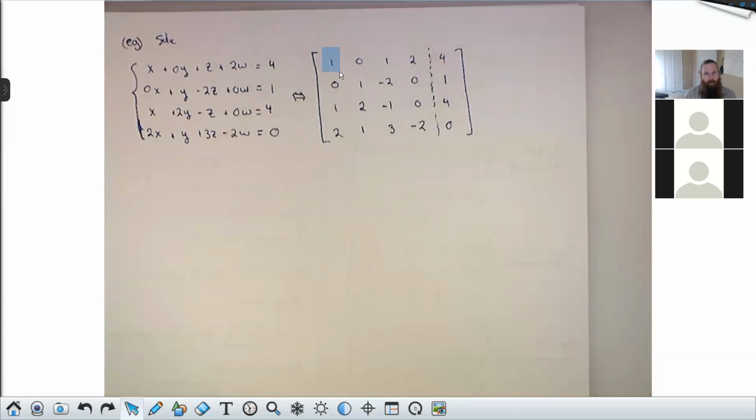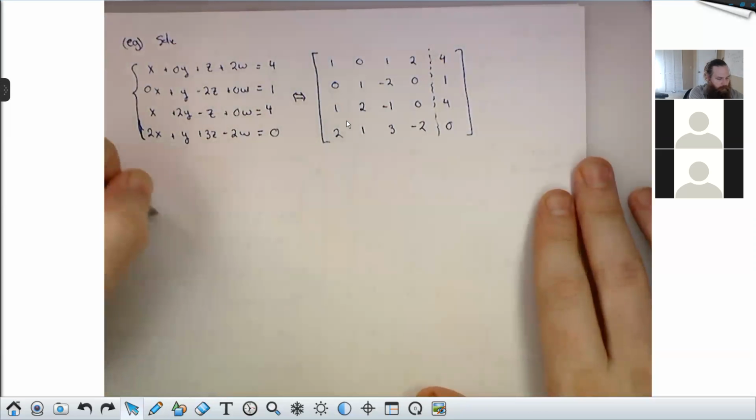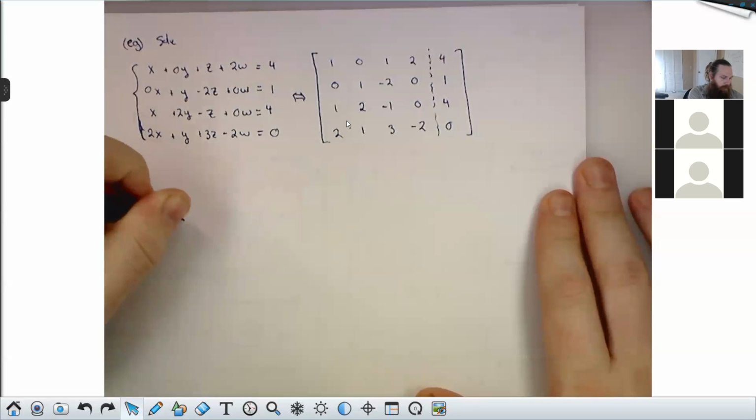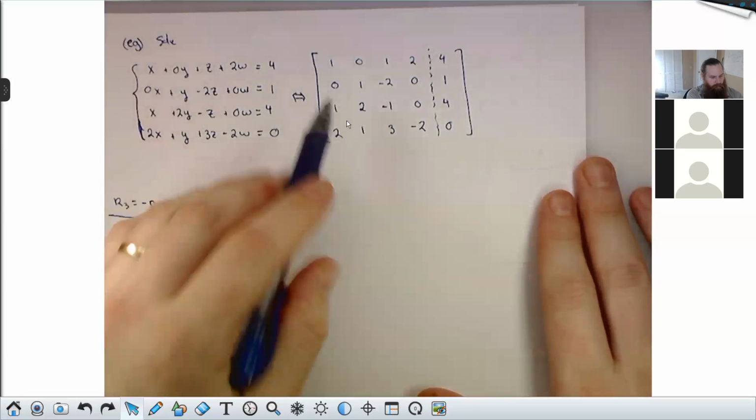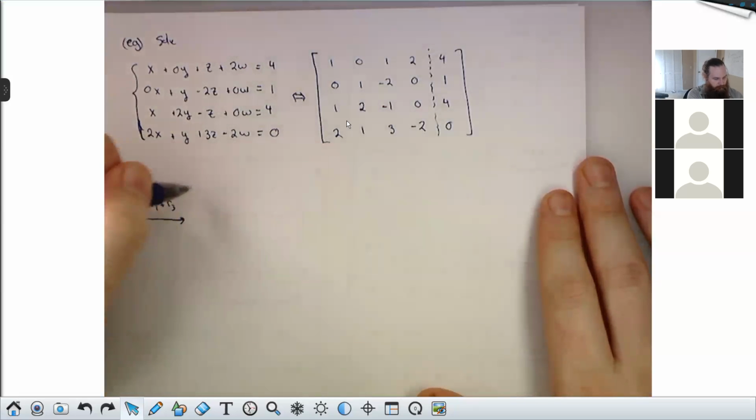I've already got a pivot here, and it's already 1. So now I need to clear out everything beneath. This guy is already a 0. So my first thing to attack is going to be this. I need to make this 1 here a 0. So my new row 3 will be negative row 1 plus old row 3. I'm going to subtract this from this.